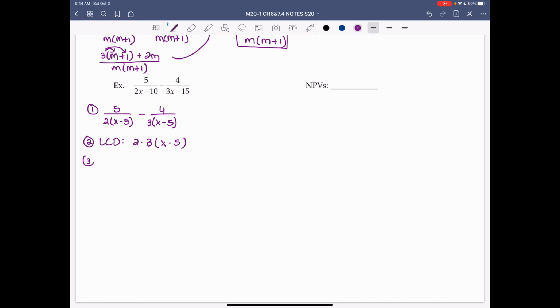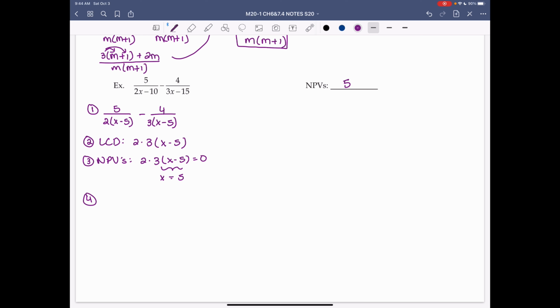Step 3, NPVs. When is 2 times 3 times (x minus 5) equal to 0? When x minus 5 equals 0, which is when x equals 5.